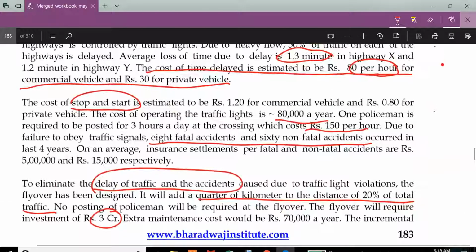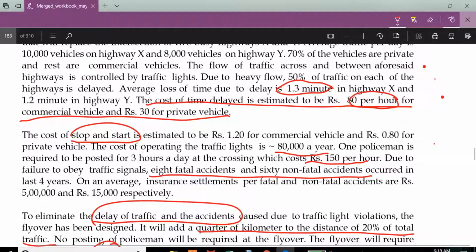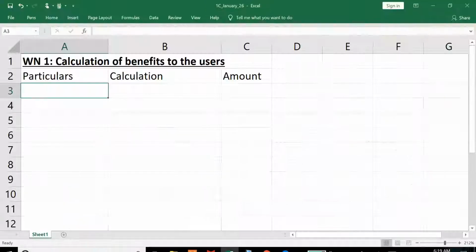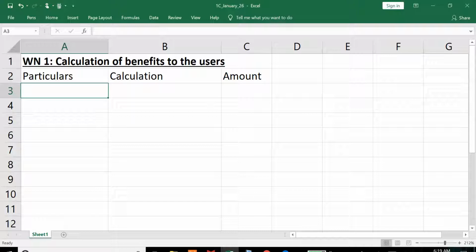So now first, from a user point of view, I will have to see whether there is a benefit at all or not, because though I get those start and stop and delays eliminated, I also need to pay something extra now because of the distance going up. So next, point number 1, savings in delays.